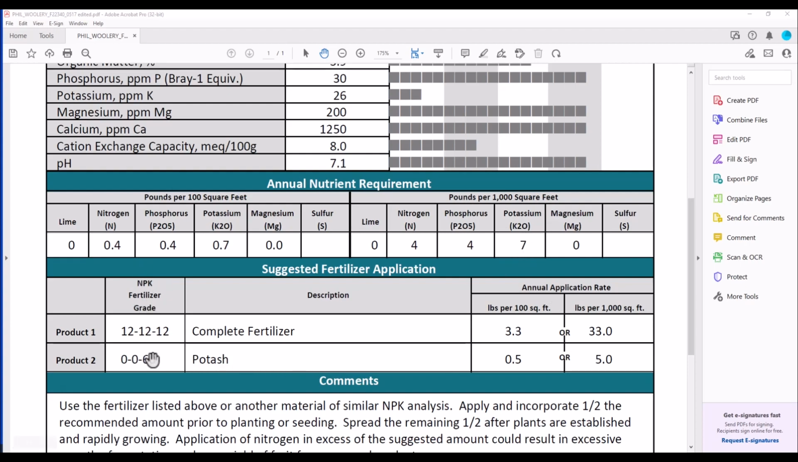So they recommend this kind of potash. We see these numbers, 0-0-60, so it just contains the potassium. No nitrogen, no phosphorus. So it gives the rate. We're adding 5 pounds of that per 1,000 square feet, which will give us the additional potassium we need to get that back in balance.